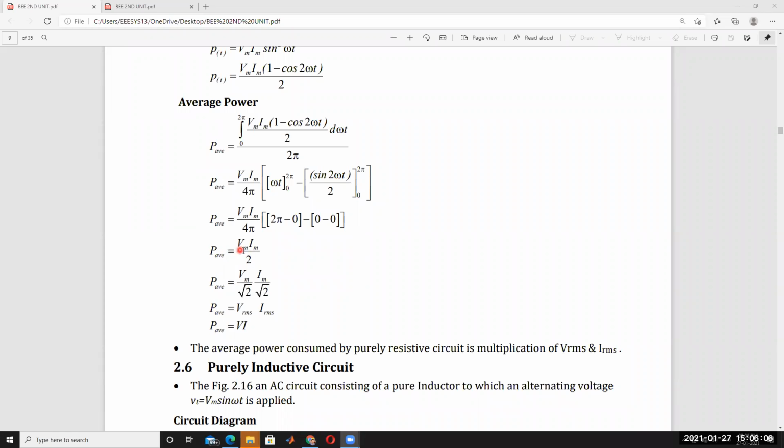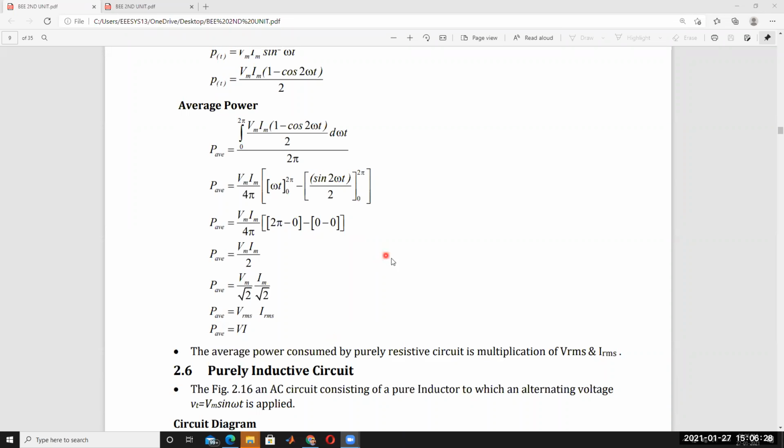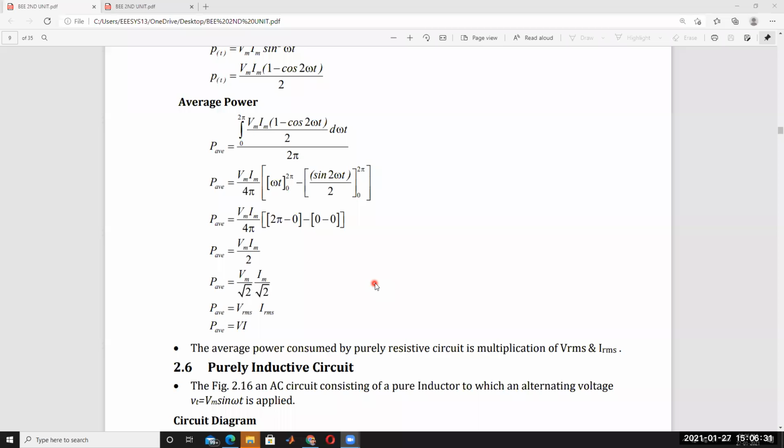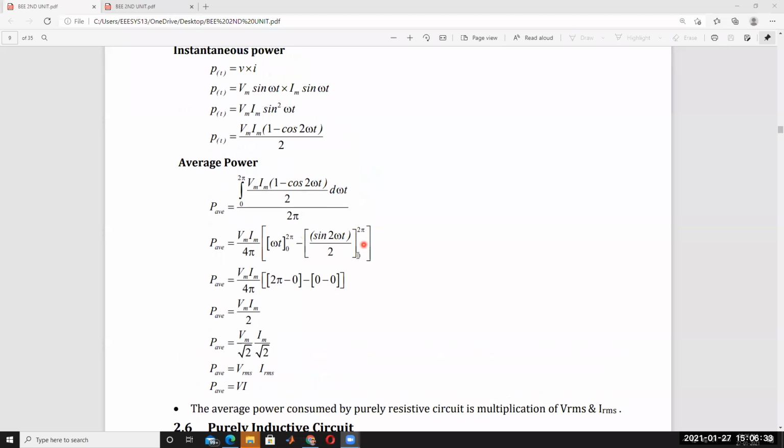So we get the average power equal to Vm into Im by 2. Convert it into Vm by root 2 into Im by root 2. Then Vrms is equal to Vm by root 2, and Irms is equal to Im by root 2. Then average power is equal to Vrms into Irms, that is V into I, called the average power consumed by the purely resistive circuit. This is for the purely resistive circuit. Up to here clear?